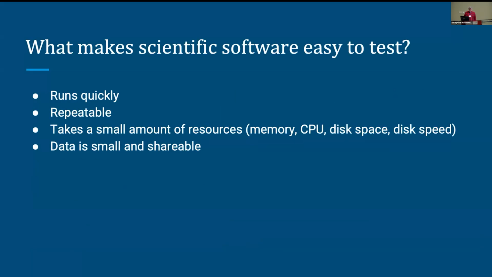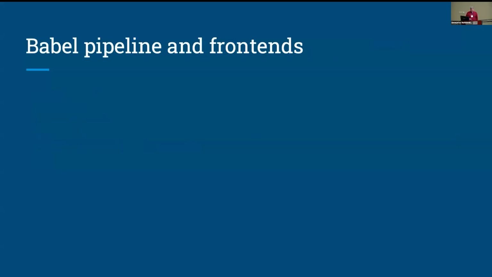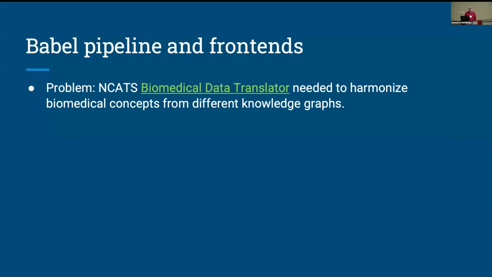So what makes scientific software easy to test? The ideal piece of software that we want to test is something that runs quickly, something that runs repeatably. It takes a small amount of resources, so you can test it on a laptop. You don't have to test it within a cluster or an HPC environment. And the data that you're using is small and is easy to share. Let me tell you about the Babel pipeline, which is none of those things.